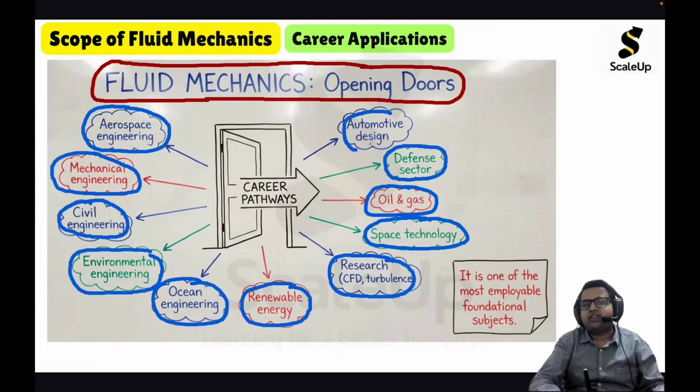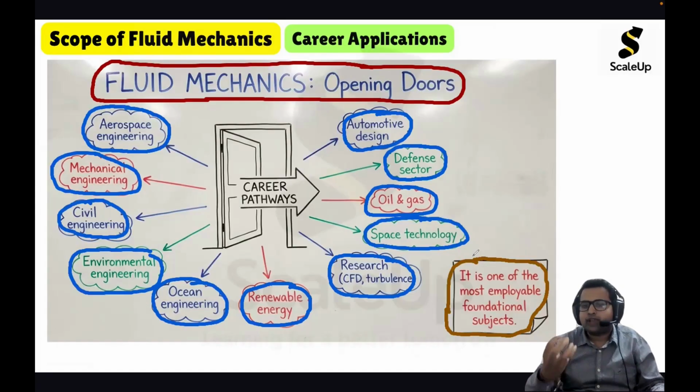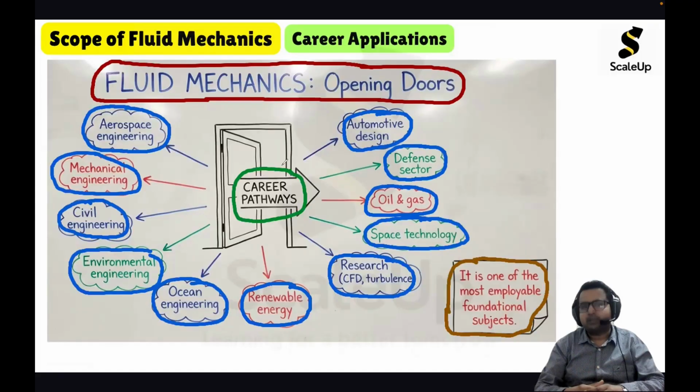In automotive design, fluid mechanics has a role to play. So we can say that fluid mechanics is one of the most employable foundational subjects. If you master fluid mechanics, you're mastering one of the most employable foundational subjects. Just look at the career pathway. Fluid mechanics is a very important foundational subject, and we have to master it. And this course will definitely help you in mastering fluid mechanics.